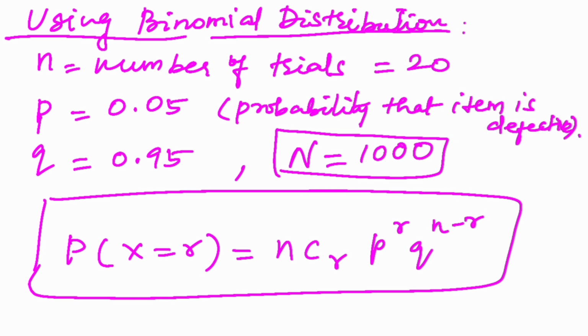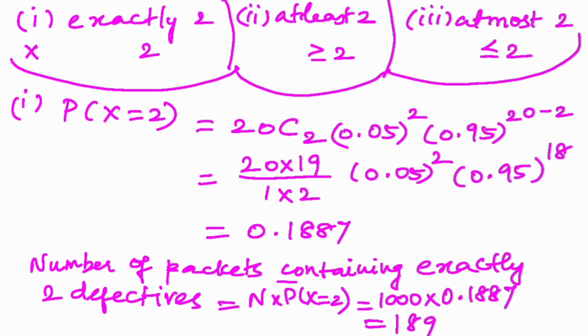Now write the binomial distribution's probability mass function. It is P of X equal to r equals nCr p power r q power n minus r. Using this binomial probability mass function, we find each category's answer. First, we are taking three categories: one is exactly 2, another one at least 2, and the last one at most 2.